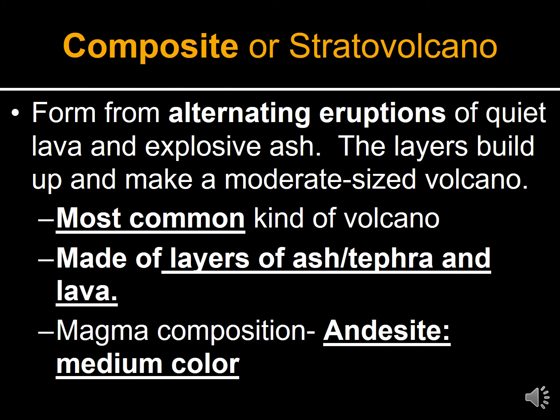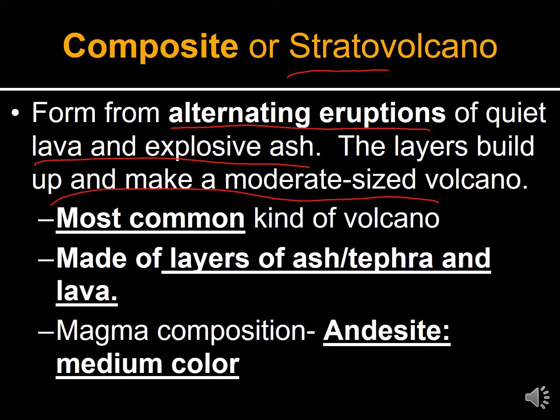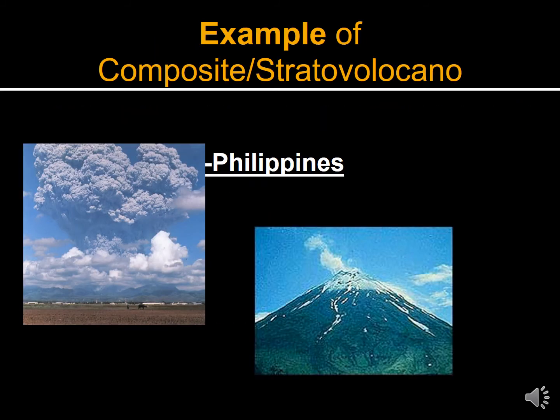All right, composite, or sometimes they're called stratovolcanoes. Okay, so they form from alternating eruptions. Sometimes it's quiet lava, and with explosive ash, the layers build up and make a moderate size. This is the most common. So a lot of times when we have volcanoes, this is the most common. Their layers are made of ash and tephra again and lava, and it's about a medium color. So here's the one in the Philippines.